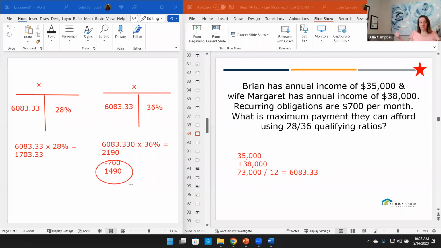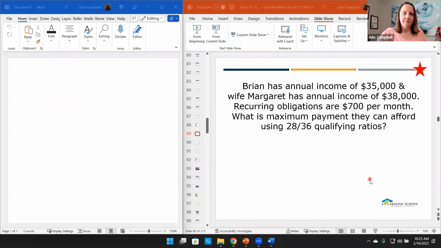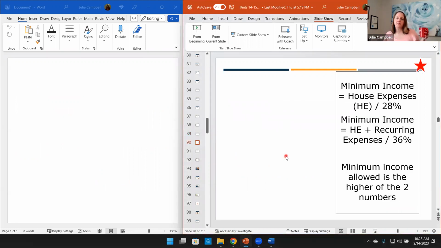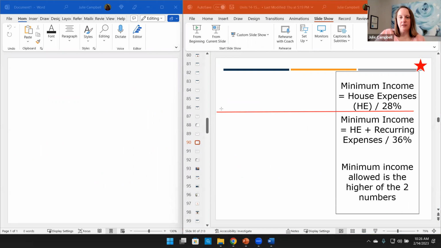So we've solved for qualifying ratio. We've solved for monthly expenses. So the last piece of our T-bar says to solve for monthly income. So again, two different things to consider. This problem will ask you about minimum income. And again, if we see this as two different T-bars, formula on the right, T-bars on the left, however you see it.